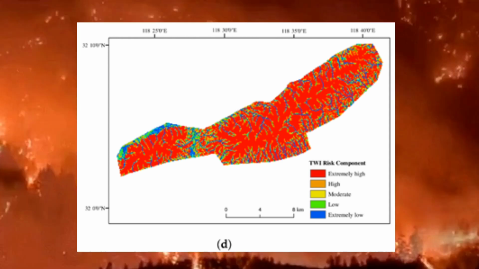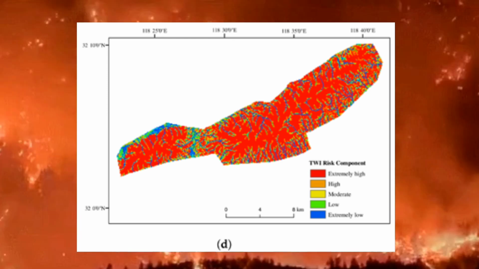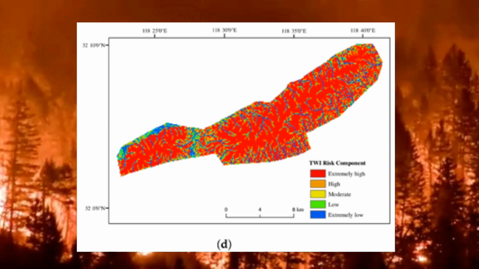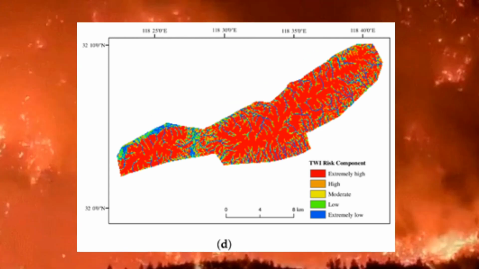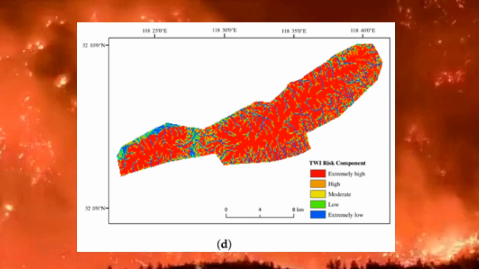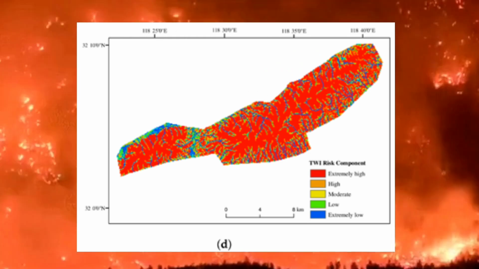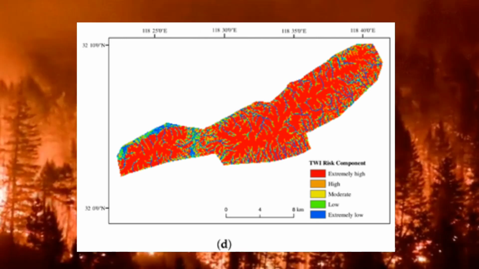TWI is a hydrological analysis of DEM data. It considers the effects of topography and soil characteristics on soil moisture distribution. The higher the TWI, the higher the moisture content in the soil. The more humid the land, the lower the probability of fire triggering. Therefore, the fire risk of an area with high TWI is low. It is shown in figure D.